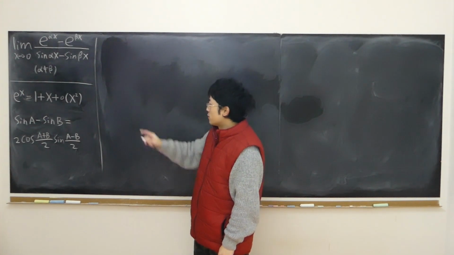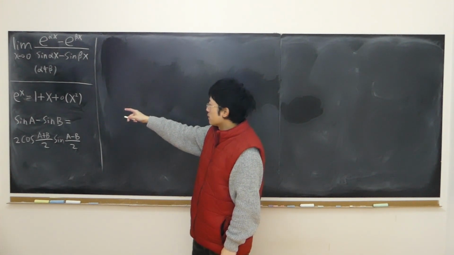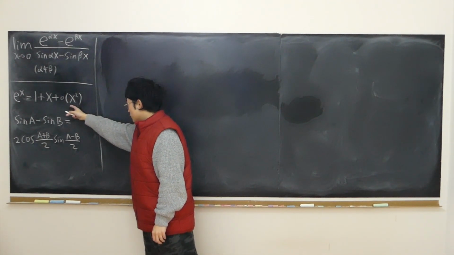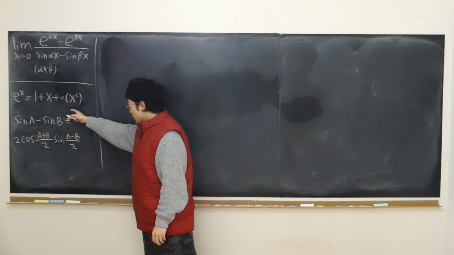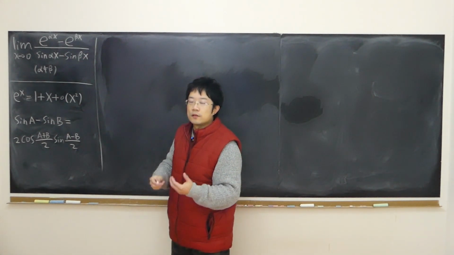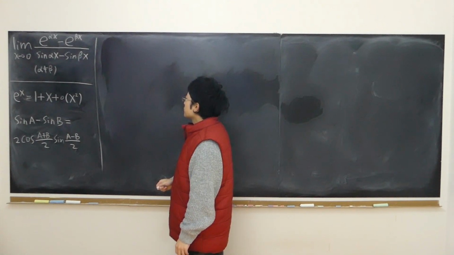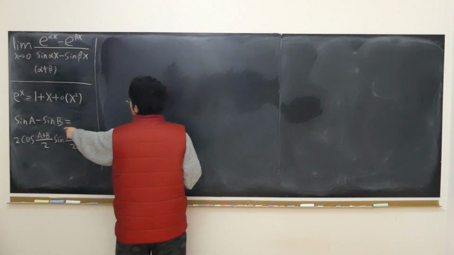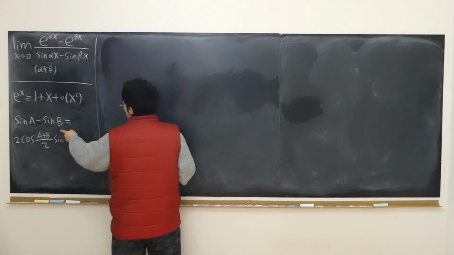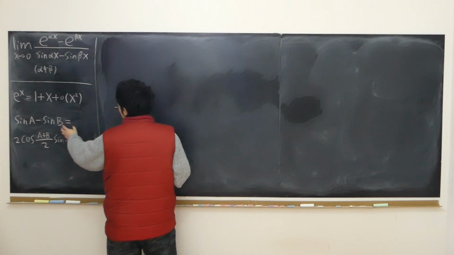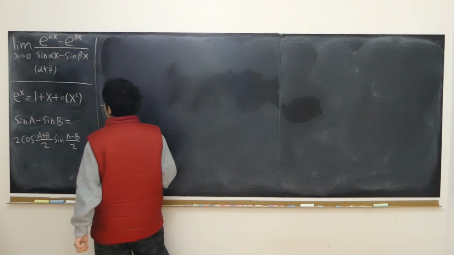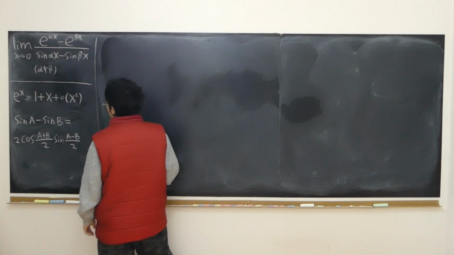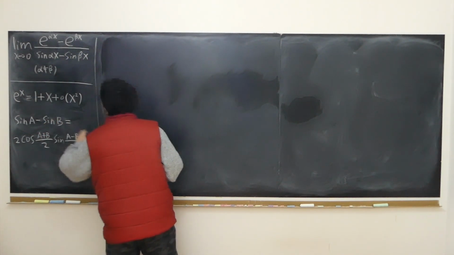So first, notice that e to the power of x can be written as 1 plus x plus little o of x squared. This remainder is called Peano remainder, nearby the point where x is equal to 0. I'll explain what little o of x squared means. We're going to use this lemma as well: the angle sum transformed into angle product, so the trig sum transformed into trig product. First, I'll prove this quickly.